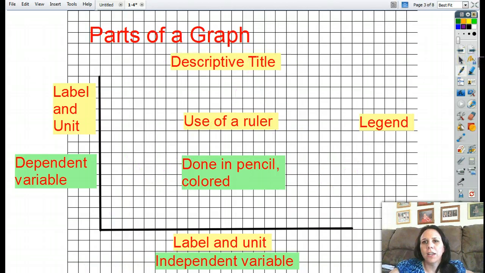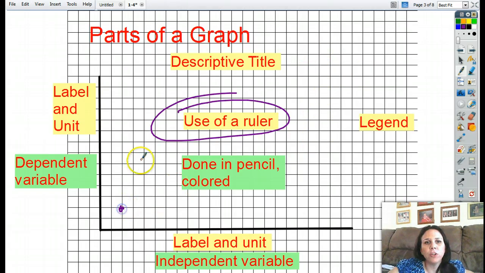Okay, another one that should be self-explanatory, but apparently it isn't, is this one. Use a ruler. You have rulers, use them. See all these straight lines right here? They're there for a purpose, because they want straight lines to be drawn on them.